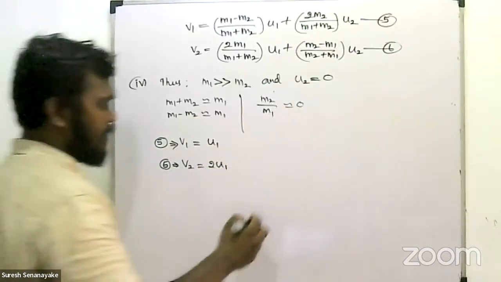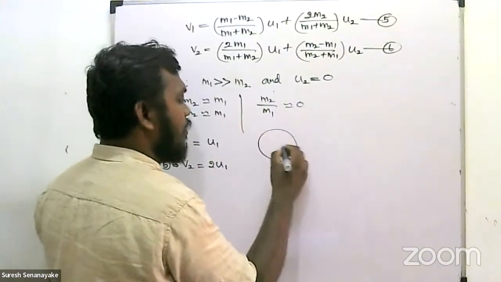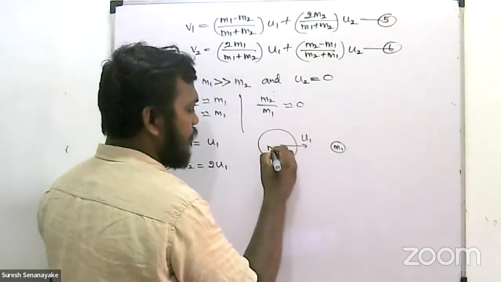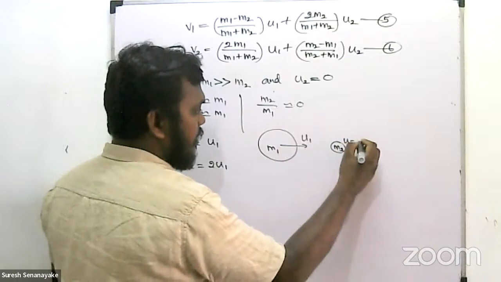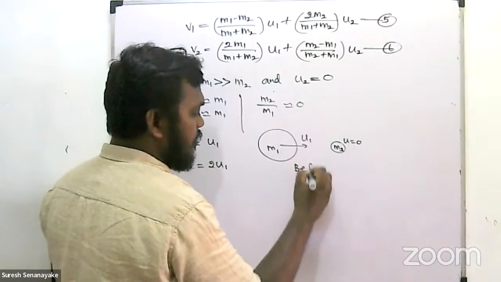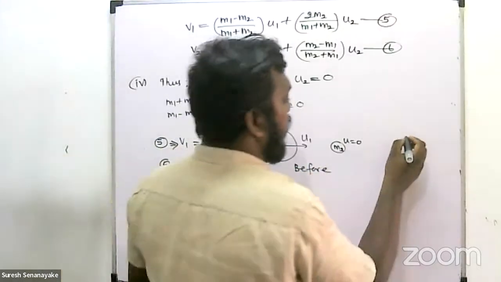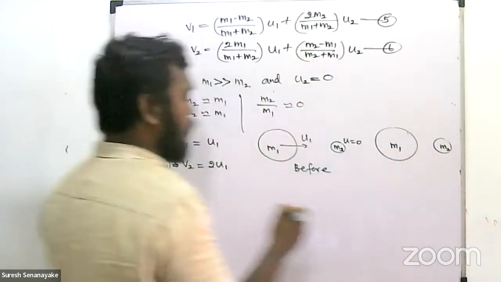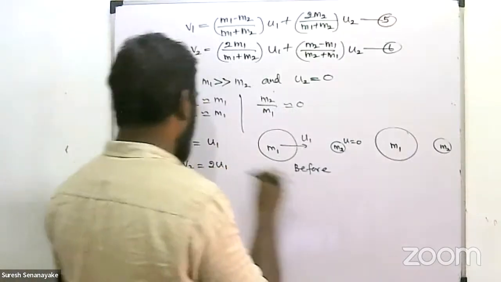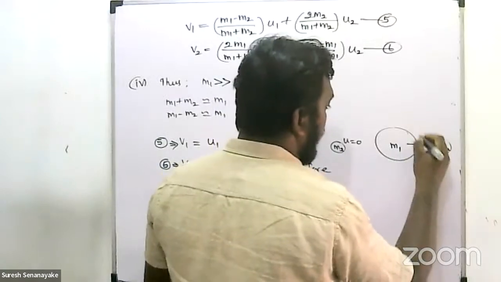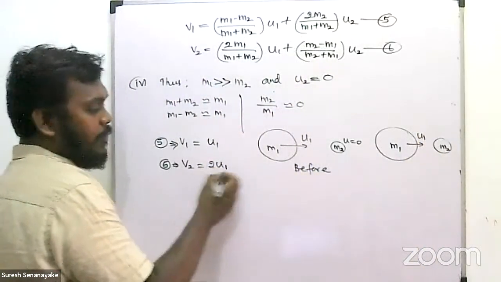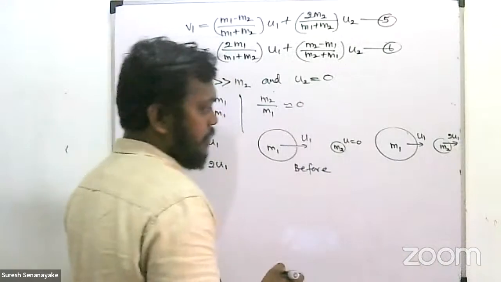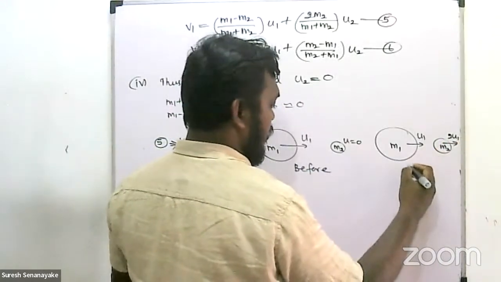It's a really amazing result, right? If a larger body moves with velocity u1 and collides with a smaller body at rest, this is the situation before collision. And after the collision, m1 keeps moving with the same velocity, its velocity does not change, and the smaller one moves with twice the velocity of the larger ball, 2u1.